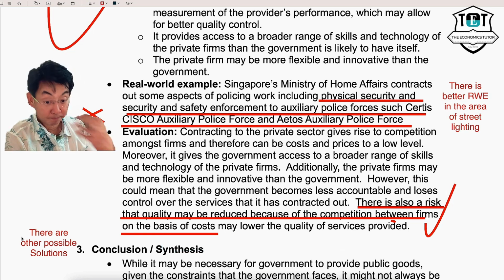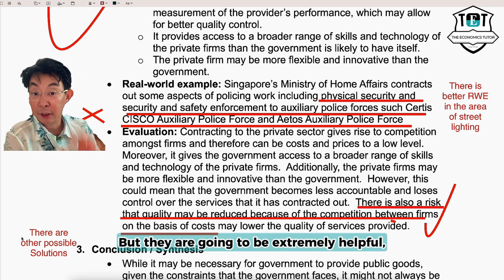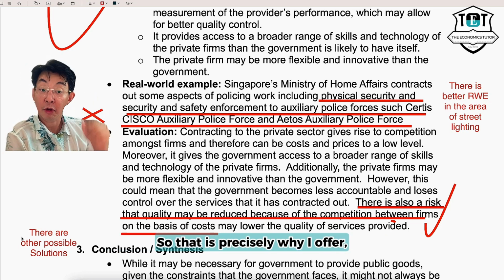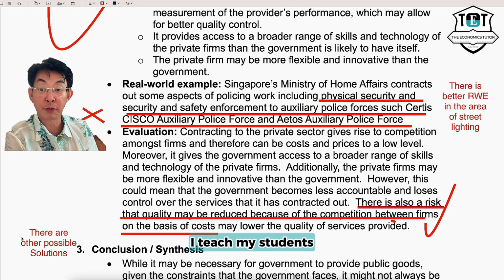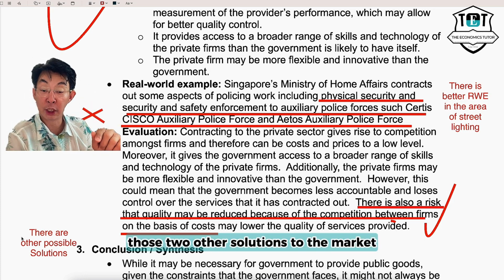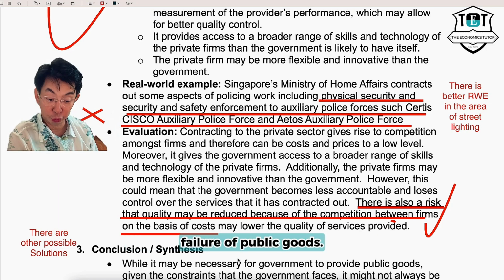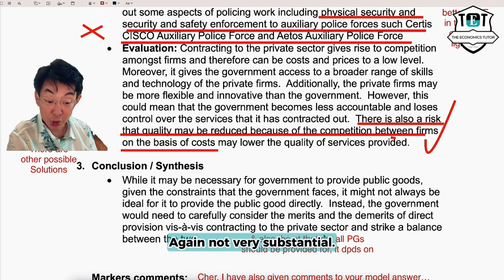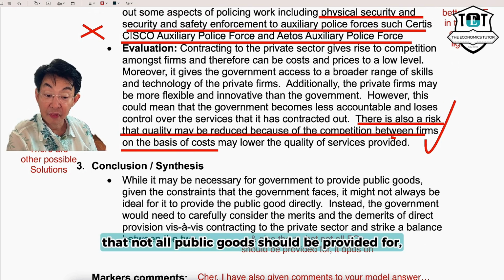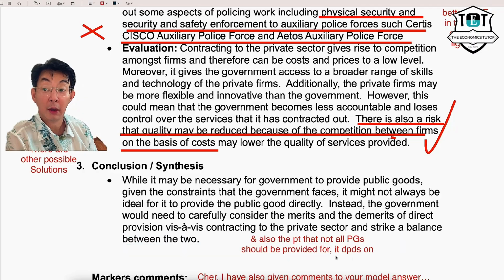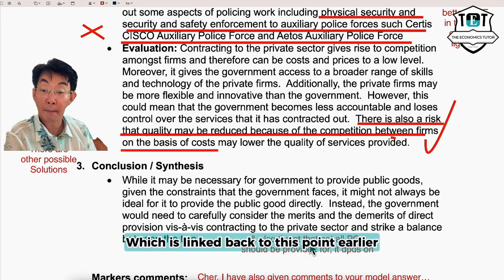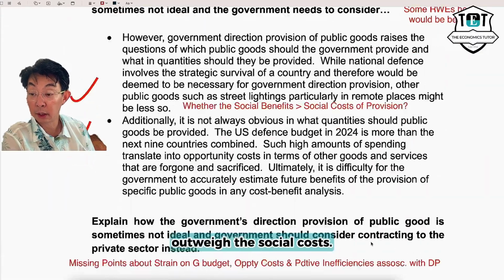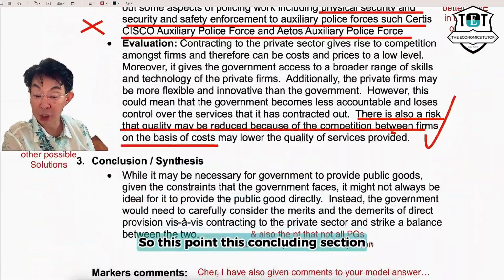But they are going to be extremely helpful in answering, in particular, this question. That is precisely why I teach my students those two other solutions to the market failure of public goods. Finally, the concluding section, the synthesis, is not very good. Again, not very substantial. They should have included the point that not all public goods should be provided, and what it depends on, which links back to the earlier point about whether the social benefits outweigh the social costs. So this concluding section is not fantastic.